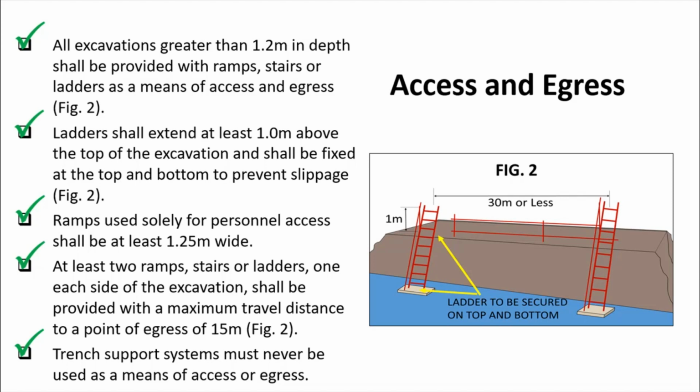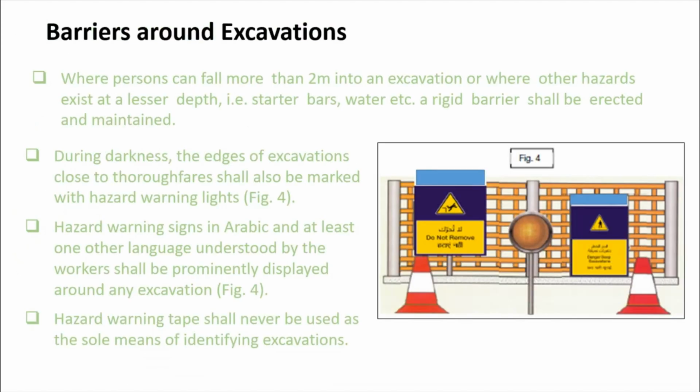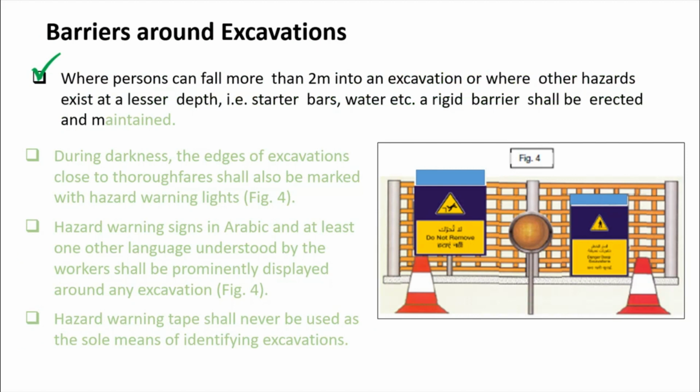Barriers around excavations: where persons can fall more than 2 meters into an excavation, or where other hazards exist at a lesser depth, for example starter bars, water, etc., rigid barriers shall be erected and maintained. So we need to provide rigid barriers around the excavation.